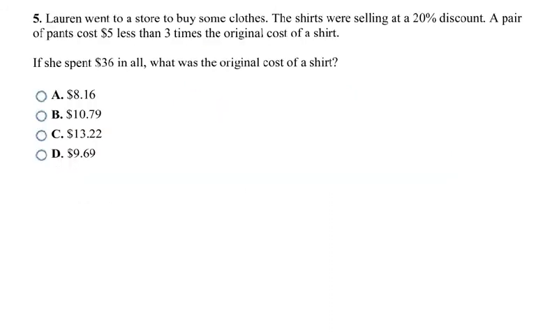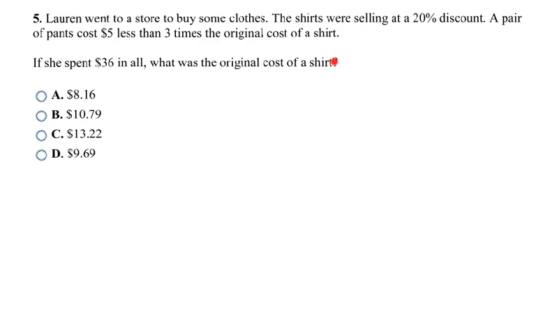The next problem here says Lauren went to a store to buy some clothes. The shirts were selling at a 20% discount. A pair of pants cost $5 less than 3 times the original cost of the shirt. If she spent $36 in all, what was the original cost of the shirt?